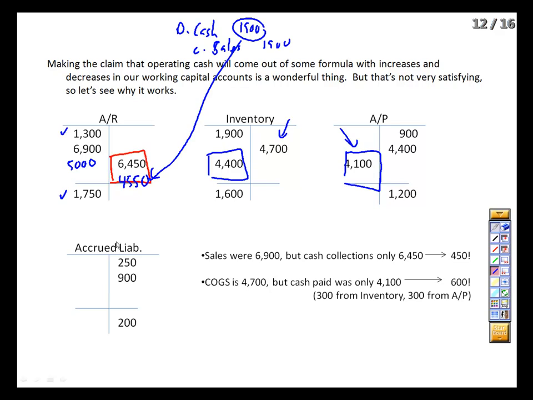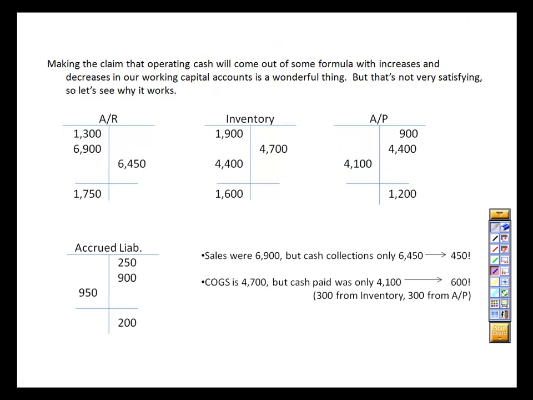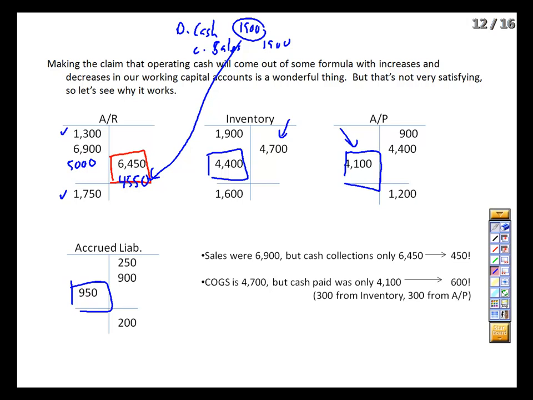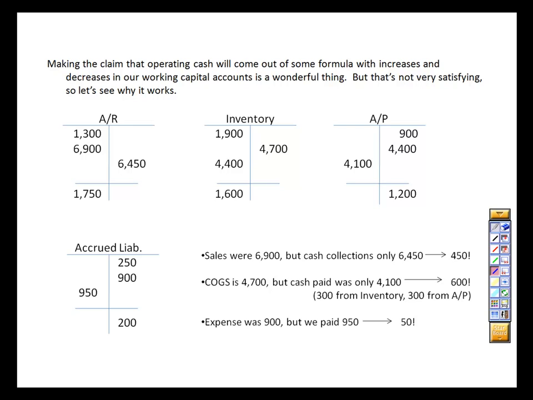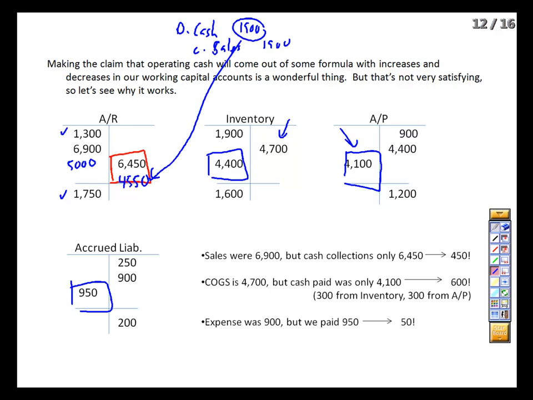So what does that mean that we paid? There's only one number that works in that T account, and that number is $950. That's the cash that went out the door. So once again, let's look at what we did on the cash flow statement. Accrued liabilities went down by $50, so we subtracted. And why does that make sense? Because we paid $950, but we expensed only $900. The expense on our income statement understates the cash that actually went out the door.